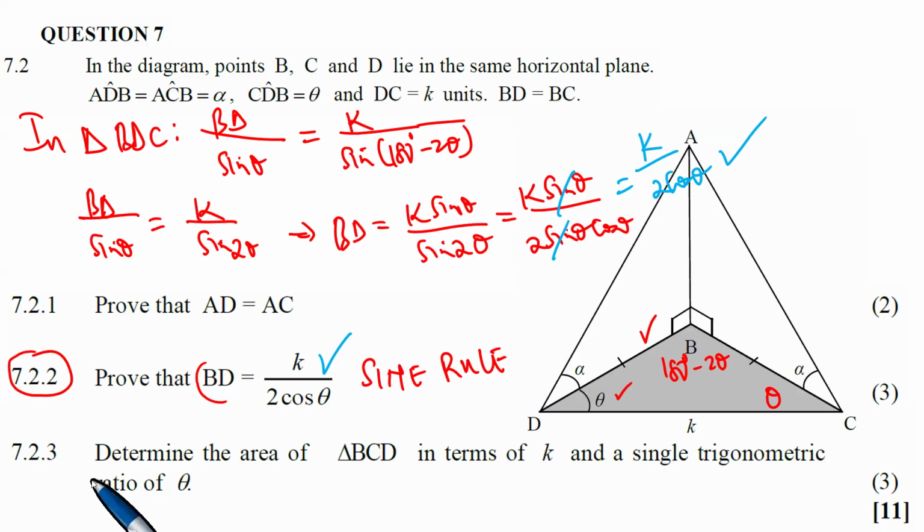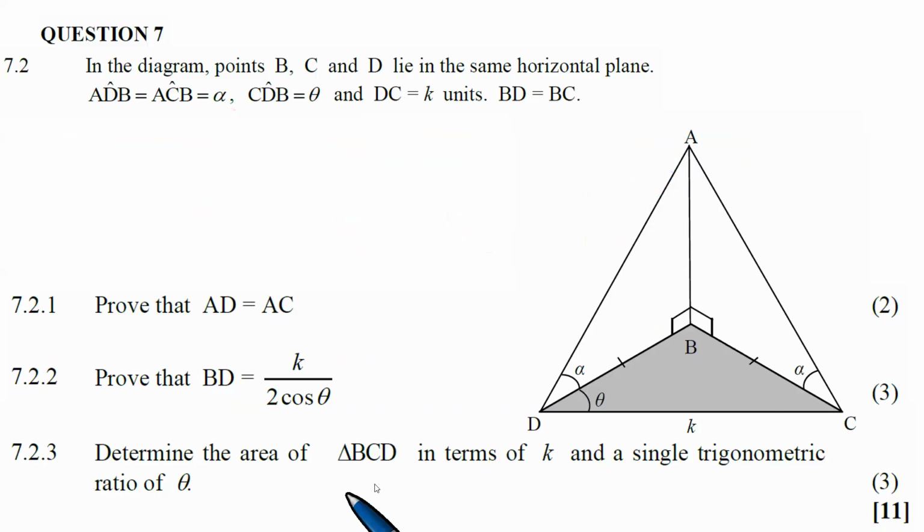Now let's look at the last question. The next one, 7.2.3. Determine the area of the triangle BCD in terms of K and a single trigonometric ratio of theta. What is the area of this triangle? BCD. What is the area of the triangle BCD?